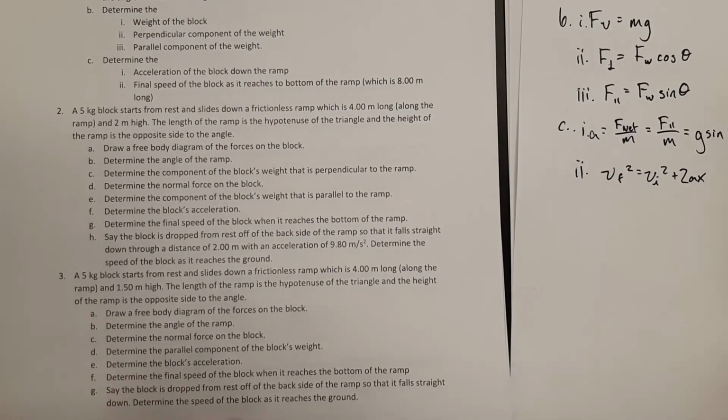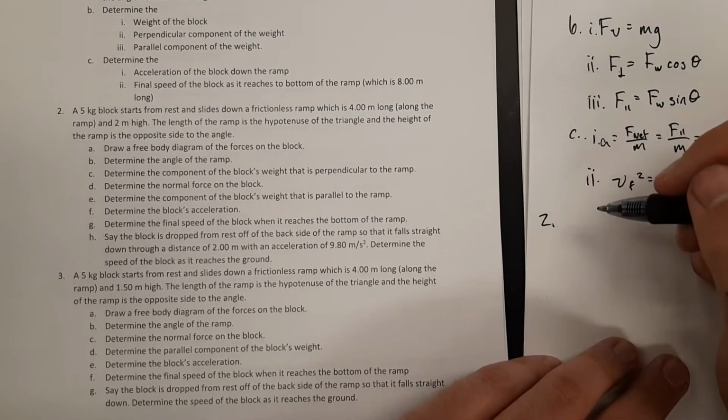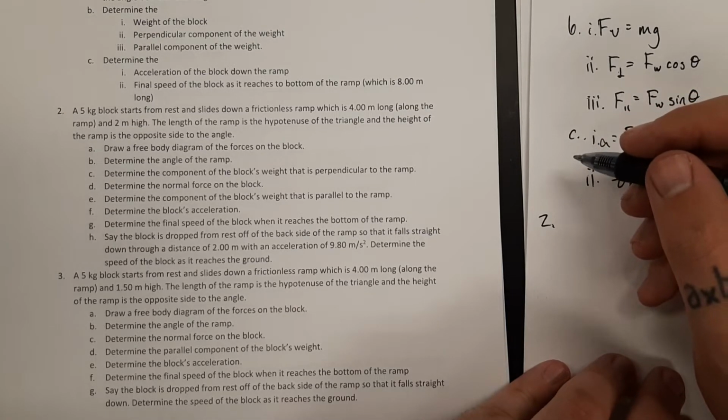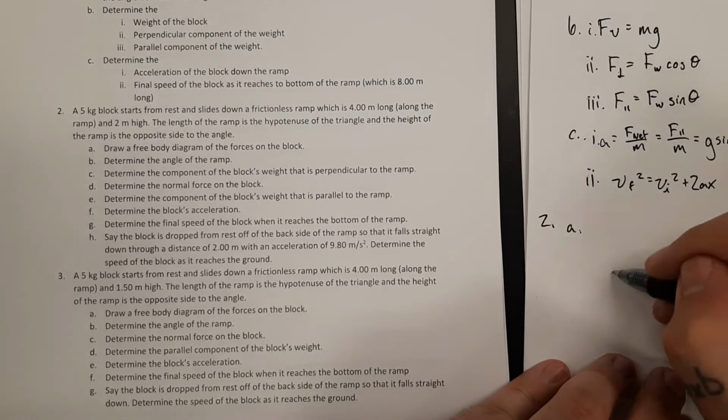Looking at number 2, we got a 5 kilogram block starting from rest, sliding down a frictionless ramp, which is 4 meters long along the ramp and 2 meters high. Length of the ramp is the hypotenuse of the triangle, and the height of the ramp is the opposite side of the triangle. Okay, so we're looking for a free body diagram of the forces on the block.